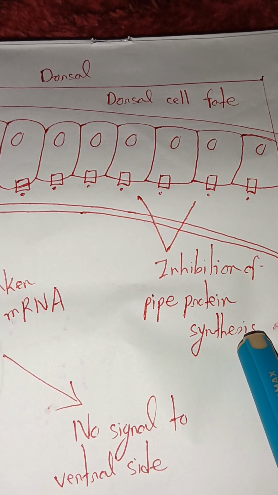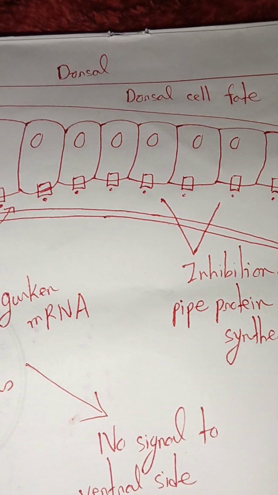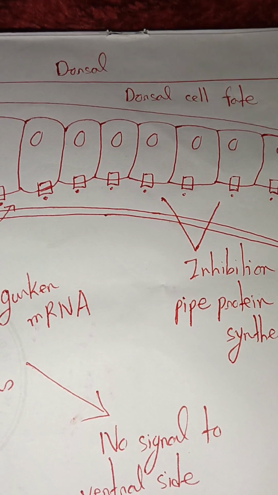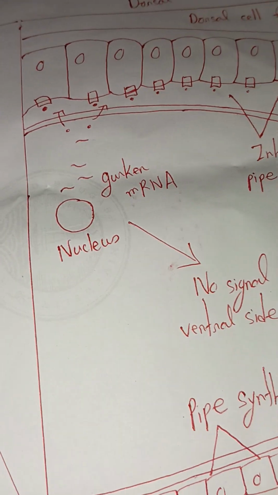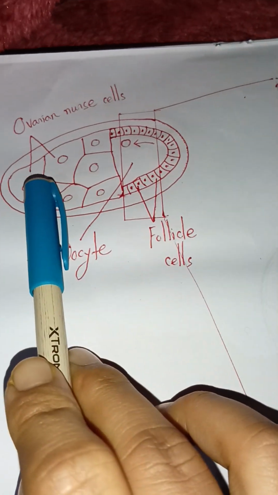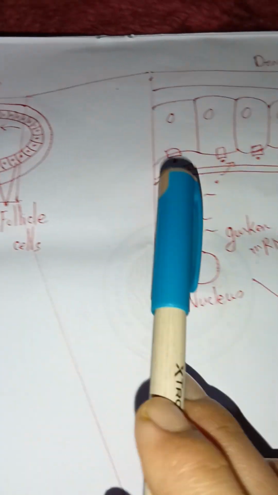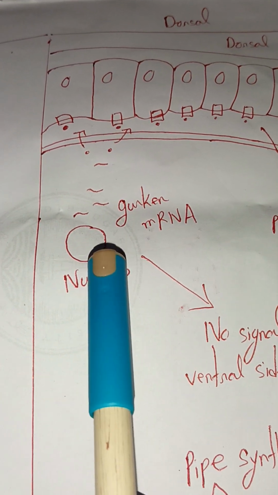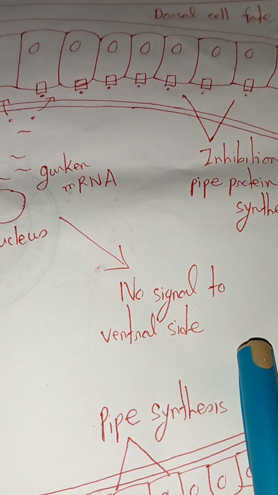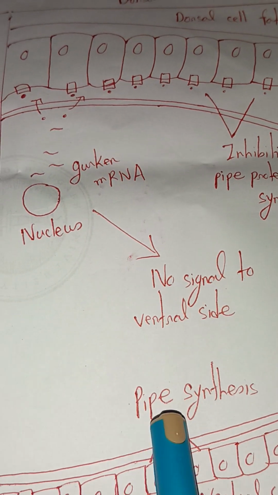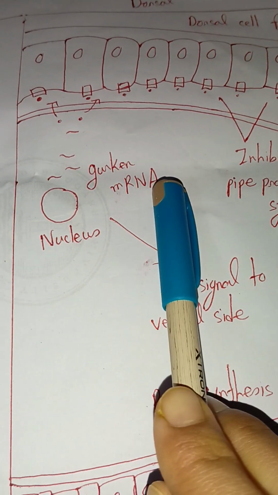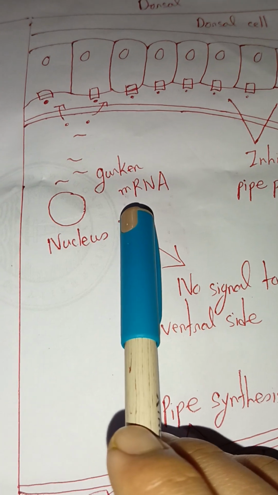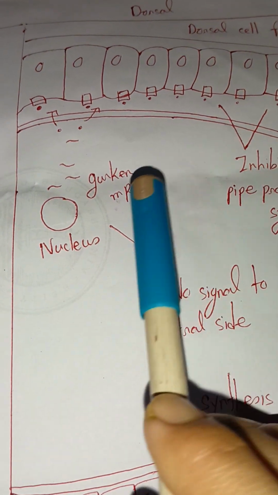As there is no synthesis of Pipe protein, it enters the dorsal side. Okay, now the nucleus is moving to what? The anterior dorsal side, but there is no signal coming from the nucleus to the ventral cell side. So as there is no signal, there is no synthesis of Gurken mRNA, and with no synthesis of Gurken mRNA, there is no receptor for this.